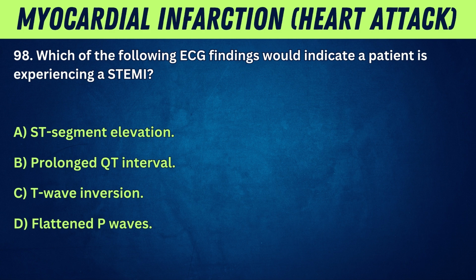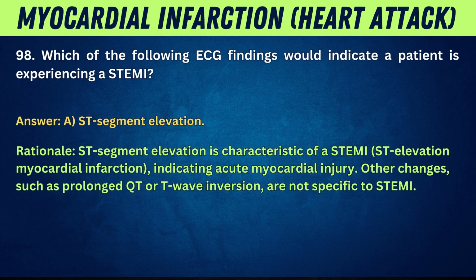98. Which of the following ECG findings would indicate a patient is experiencing a STEMI? A. ST segment elevation. B. Prolonged QT interval. C. T-wave inversion. D. Flattened P waves. Answer: A. ST segment elevation. Rationale: ST segment elevation is characteristic of a STEMI, ST elevation myocardial infarction, indicating acute myocardial injury. Other changes, such as prolonged QT or T-wave inversion, are not specific to STEMI.